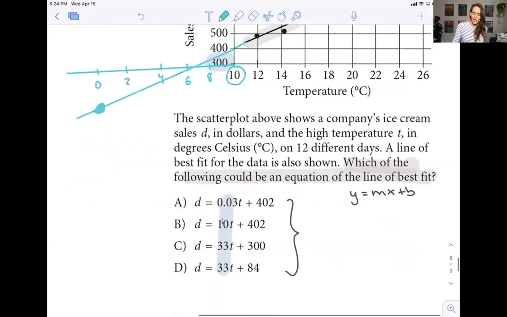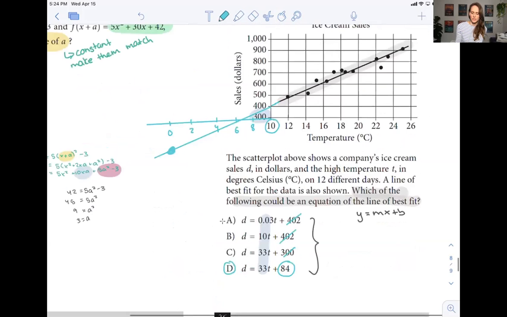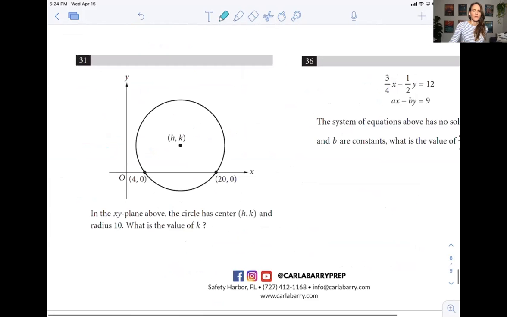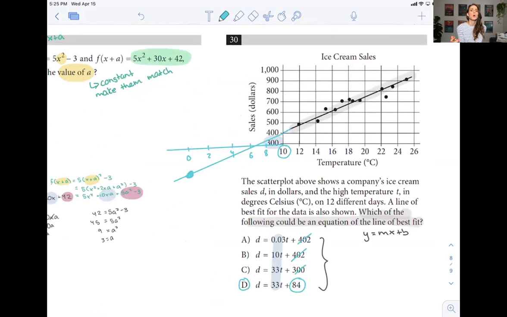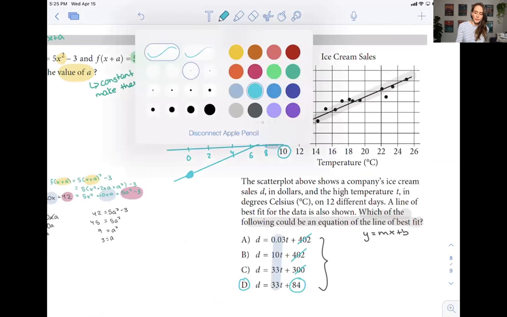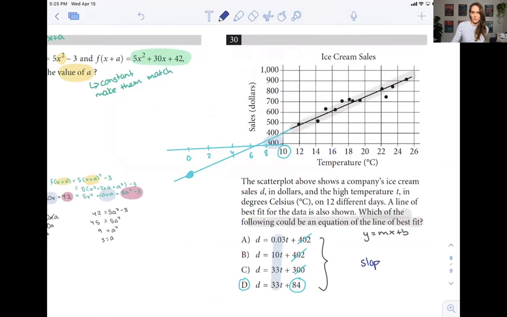So my y-intercept of 402 would be too big. My y-intercept of 300 would be too big, but my y-intercept of 84 is perfect. So D is my answer here. Before I move on to number 31, just so you know, the alternate method for this ice cream sales problem would be to find the slope, and then we would use y minus y1 equals m times x minus x1 to actually solve for the equation of the line. But that takes a lot longer than just extending that line.